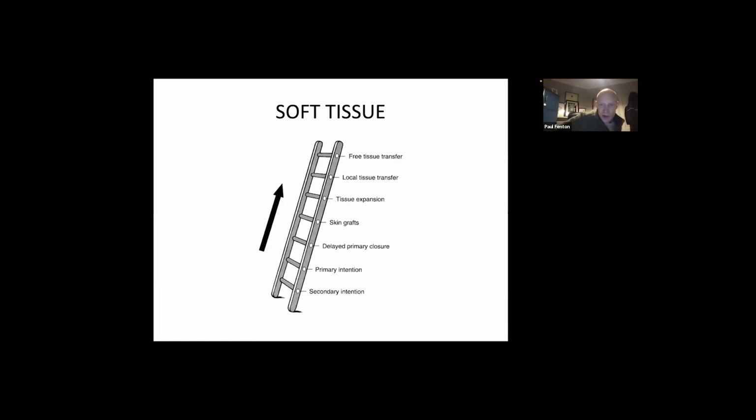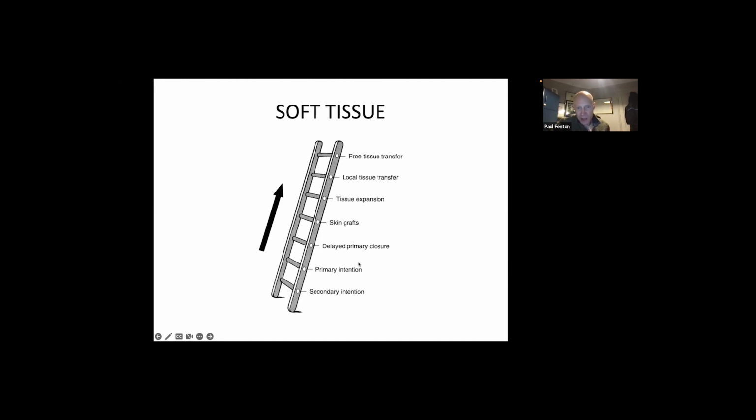So that's the orthopedic reconstruction. On the plastic surgical side, they talk about the ladder of reconstruction. So at the bottom, we've got secondary intention. That's where you just leave a wound and it gradually heals. That's not going to be appropriate for an open fracture, because we want that fracture to be covered with good soft tissue, or we're going to get infection.